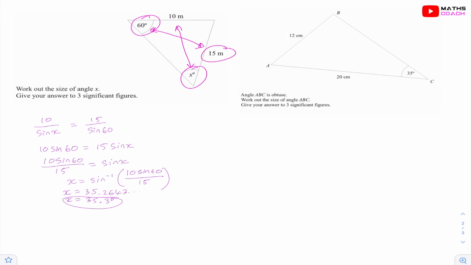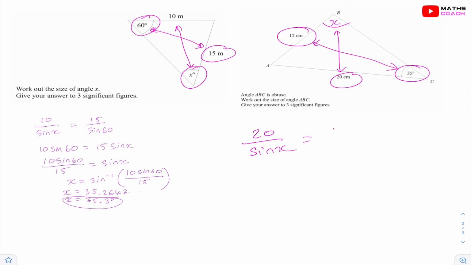Right, so on to the second question. Angle ABC is obtuse. Work out the size of angle ABC. What's ABC? ABC is A, B, and C. We are looking for this angle right there. Let's mark it. So that's going to be our X, the angle to find, and we have our opposite right there. So that's all good. So let's put that down right now. 20 over sine X. And that's going to be equal to this and that. So therefore we have 12 over sine 35.